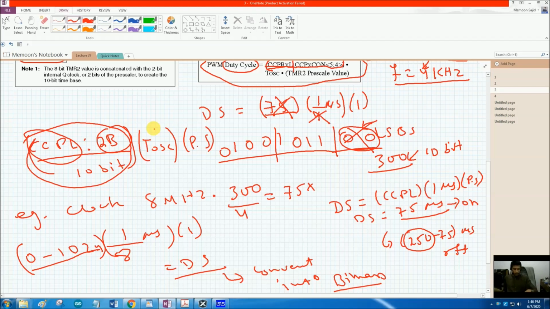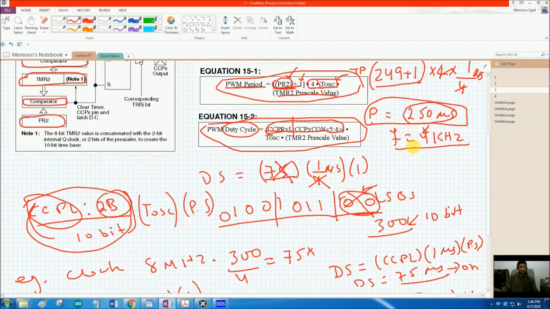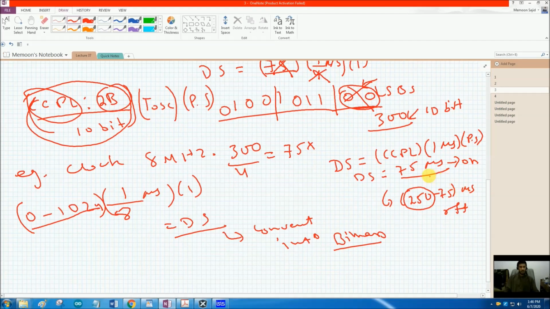So let's do an example. Let's write a code that will generate 2 waveforms, 2 PWMs, because we have 2 CCP modules. One waveform will have a duty cycle of 33% and the other waveform will have a duty cycle of 66%. So we will use a value of 249 for the PR2. The total time period would be 250 microseconds. For one waveform, the on time would be 75 microseconds and the off time would be 175, and it would be the other way around for the second CCP module.